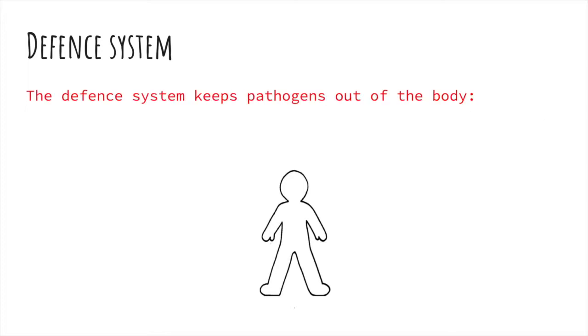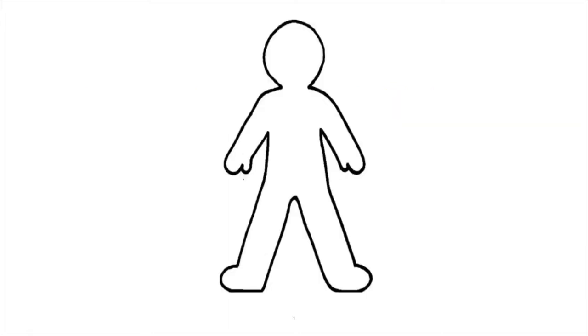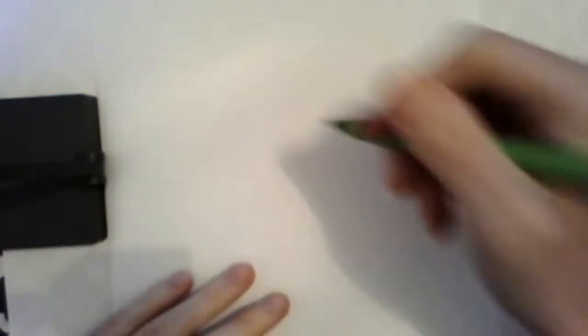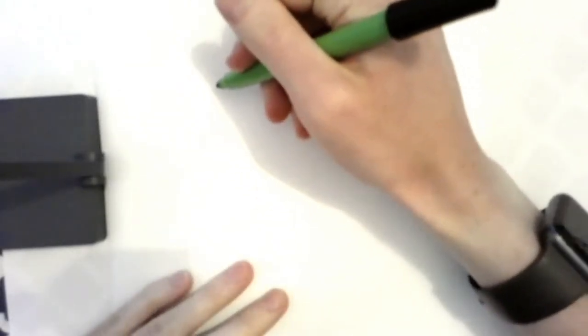So we are going to have a little look at that in a minute. The defense system keeps pathogens out of the body, and it's made up of a fair few different processes. So if I cut across, I'm going to draw it out and speak to you about the different ways in which your body stops pathogens getting inside you. Then we'll meet back here to carry on with the lesson. Okay, so we'll look at the defense system in a little bit more detail.